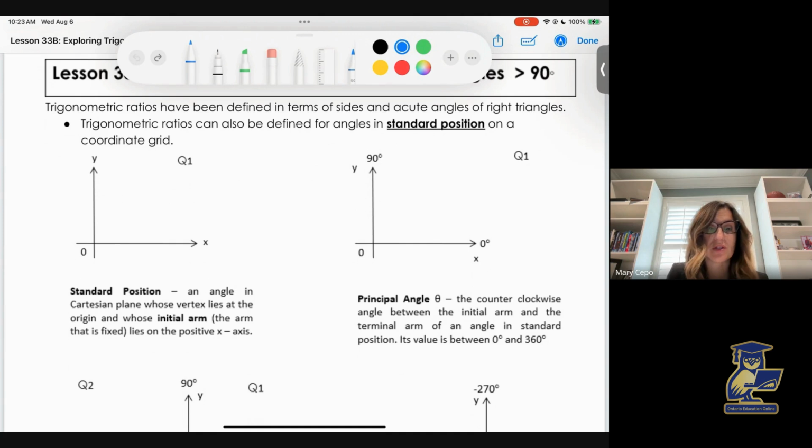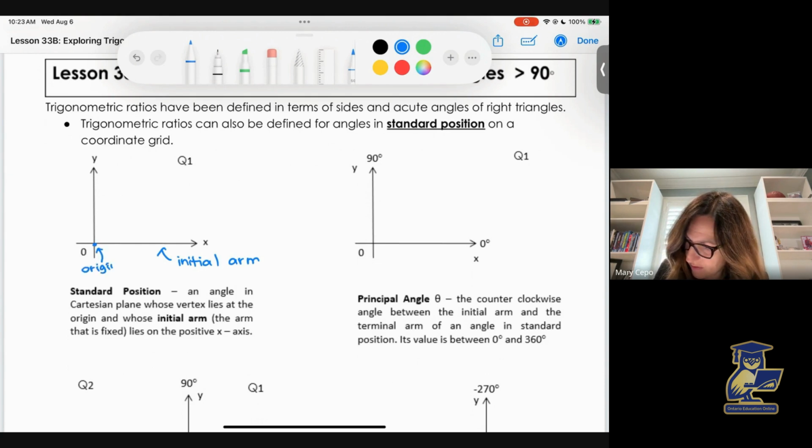Standard position: an angle in the Cartesian plane whose vertex lies at the origin and whose initial arm, the arm that is fixed, lies on the positive x-axis. So this would look like this: there's my initial arm on the x-axis. The vertex is at the origin at (0, 0). So the origin is your vertex. And then we would have the arm like such, and that would be the terminal arm.